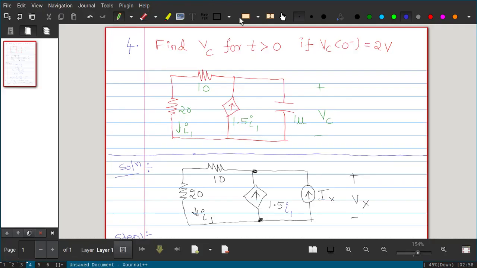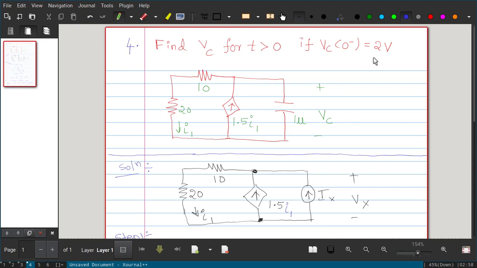In this video, we will solve a problem which has a dependent source. So again, take down this problem, pause the video and solve it. After that, you can verify. Find VC, the voltage across the capacitor, for t greater than 0, and the initial voltage is already given.